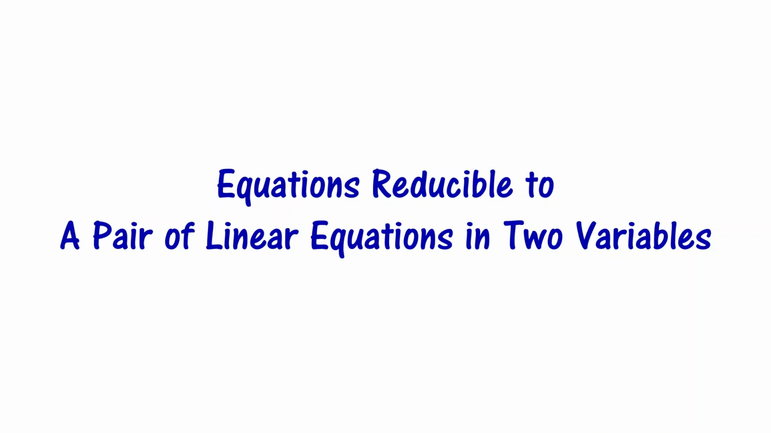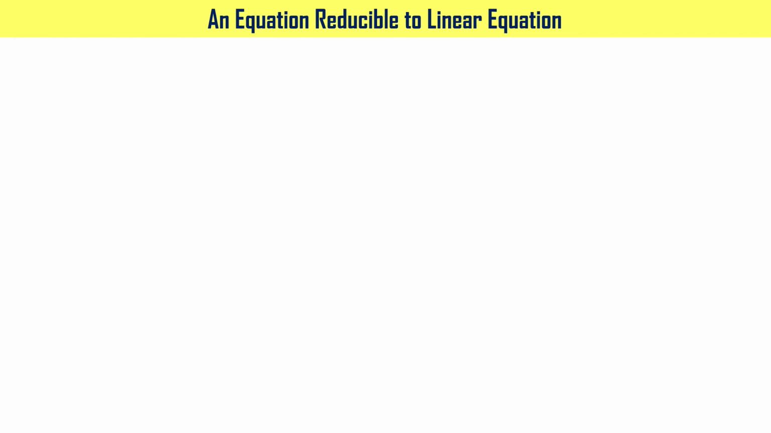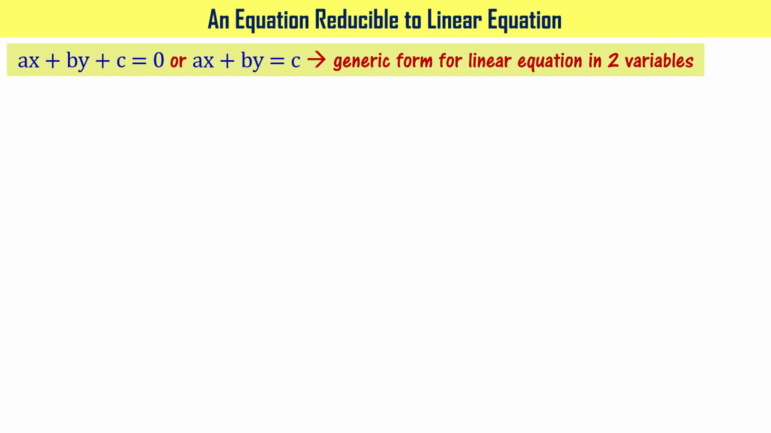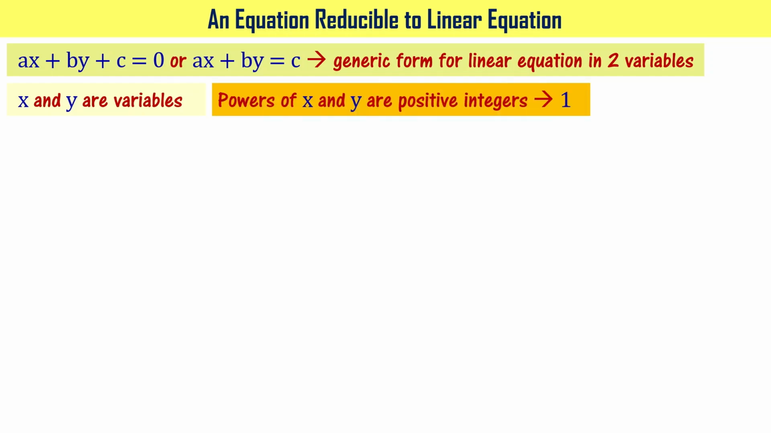Let's learn about equations reducible to a pair of linear equations in two variables now. Let us take a look at an equation reducible to a linear equation first. We know that ax plus by plus c equal to 0, or ax plus by equal to c, is the generic form for a linear equation in two variables, right? Where x and y are variables, a, b, c are real numbers, and powers of x and y are positive integers. Please take a note of this.